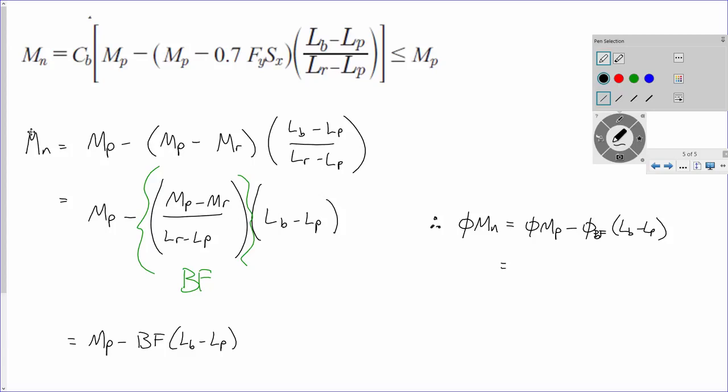So phi Mp for our problem, it's a W24x55, so what's phi Mp? Going to the table, right? 503, first row on the table, foot kips, minus 22.2 kips. Y'all see that? First line on page 159. And then 12 feet minus 4.73 feet. So therefore, phi Mn equals what?